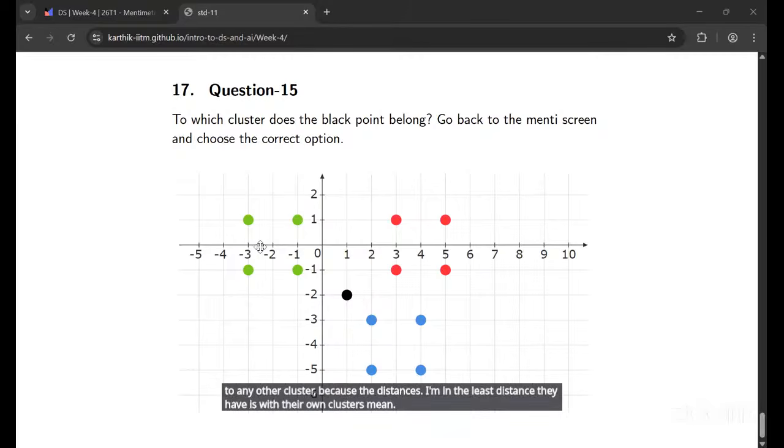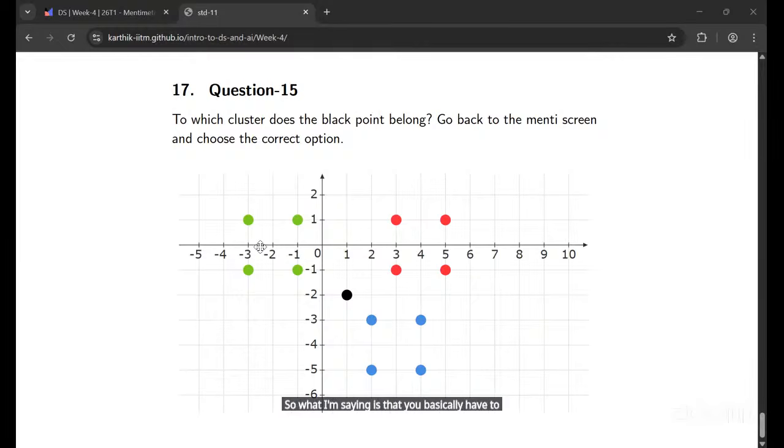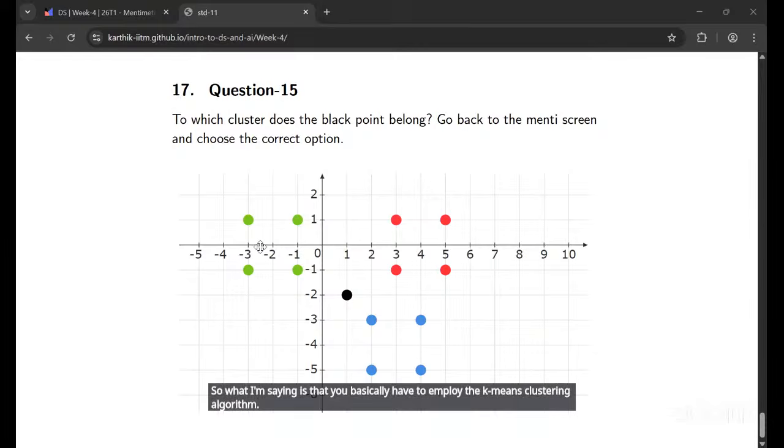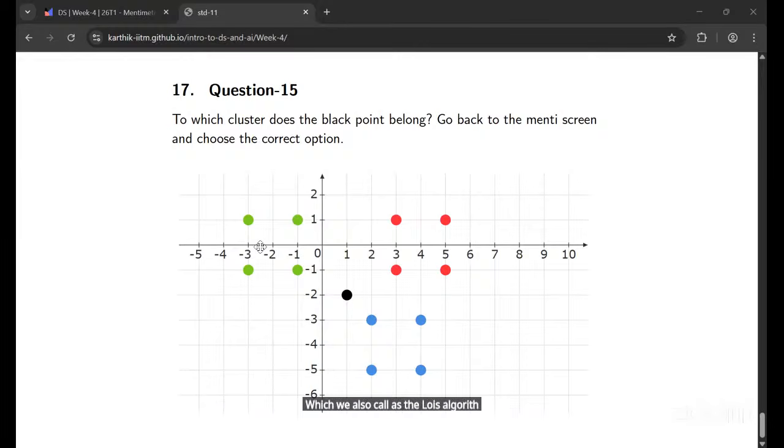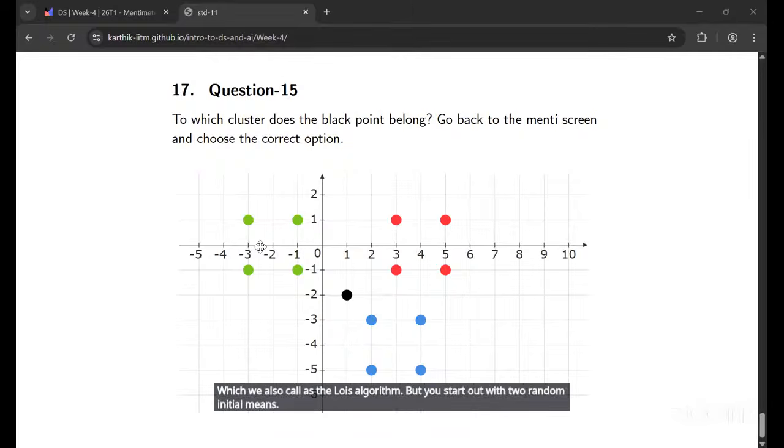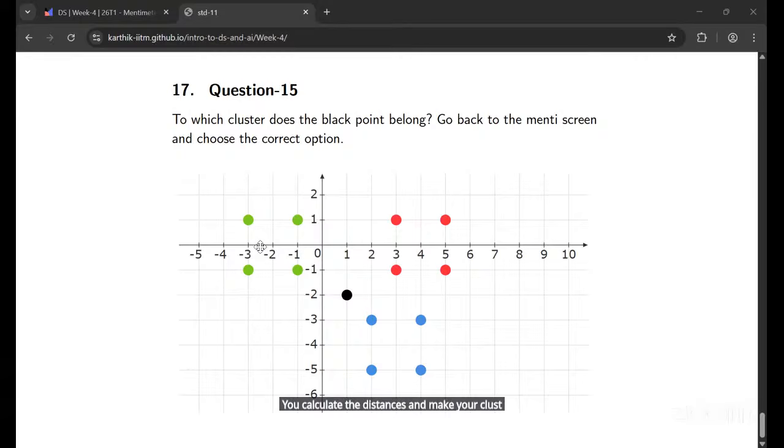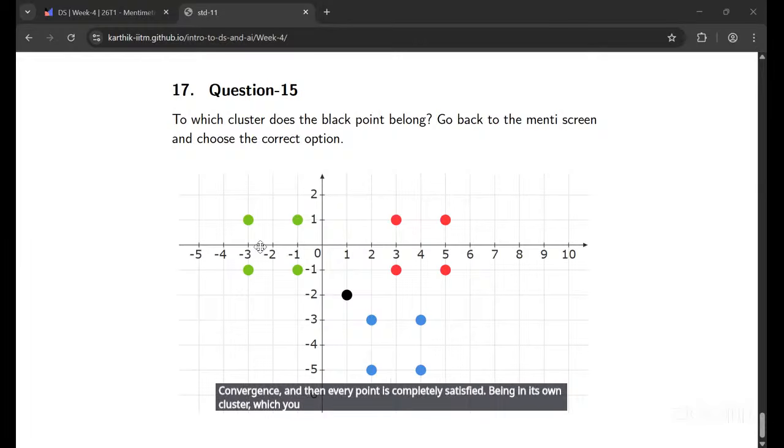So what I'm saying is that you basically have to employ the k-means clustering algorithm, which we also call Lloyd's algorithm, where you start out with two random initial means. You calculate the distances and make your clusters. That's iteration 1. Then you recompute your distances and reassign the clusters. That's iteration 2. And you keep doing this until there's convergence, and every point is completely satisfied being in its own cluster.